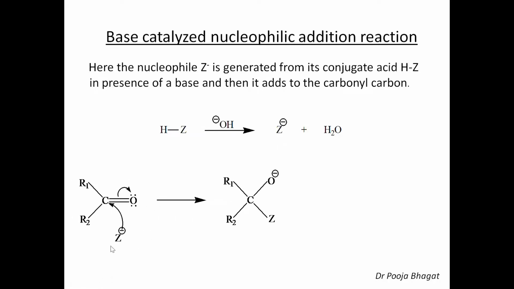So this Z negative will attack on the carbonyl carbon, and the double bond will be shifting towards the oxygen. So there is a bond between carbon and Z. This is single bond with O negative charge. So you will get this. And then from water, O negative will take proton and get converted into OH and OH negative. So the product formed in acid catalyzed reaction, also we are getting this product. In base catalyzed reaction also we are getting this product. So in both the cases we are getting this product.